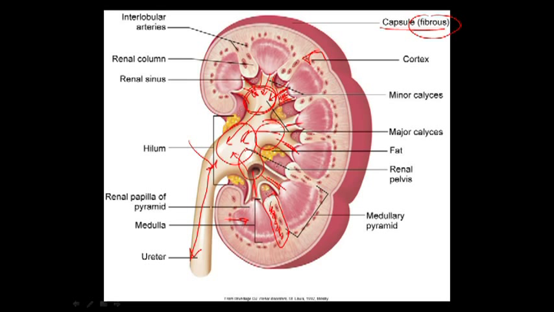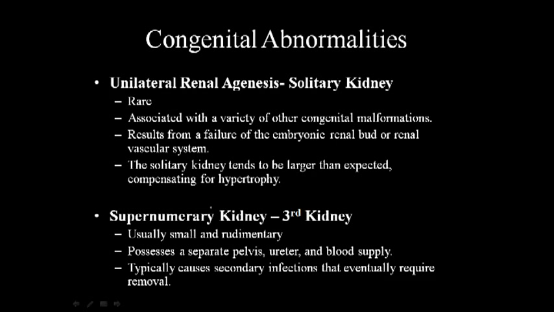So it's important to know these structures so that you can better demonstrate actually what the kidney looks like, and you can know what the kidney should look like if you see some abnormal pathology. So let's begin by looking at just some congenital abnormalities. Congenital, as we all know, means at birth.